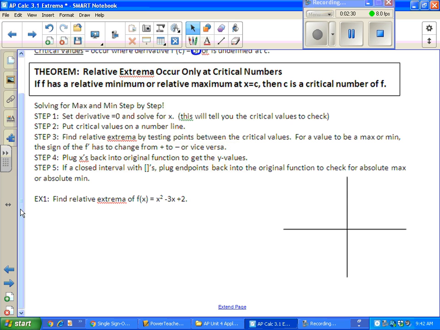Find the relative extrema by testing points between. For a value to be a max or a min, the sign of the function has to change from positive to negative or vice versa, and we'll do that. Plug the x's back into the original function to get the y values. We'll do that too. And if it's a closed interval, plug endpoints back into the original function.